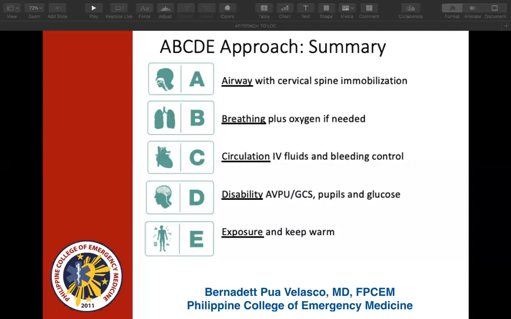Lastly is E, exposure. So we identify all other injuries and any environmental threats, and we avoid hypothermia. So we keep the patient warm all the time. So as you can see, this is a very simple approach, which is airway, breathing, circulation, disability, and exposure. We don't move to the next letter until we provide management, or we stabilize the first letter.